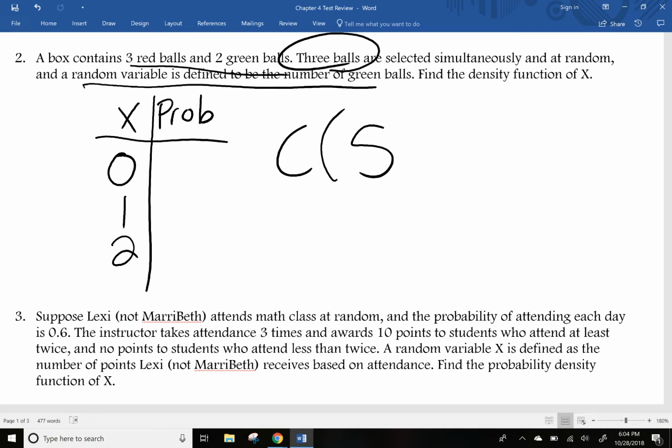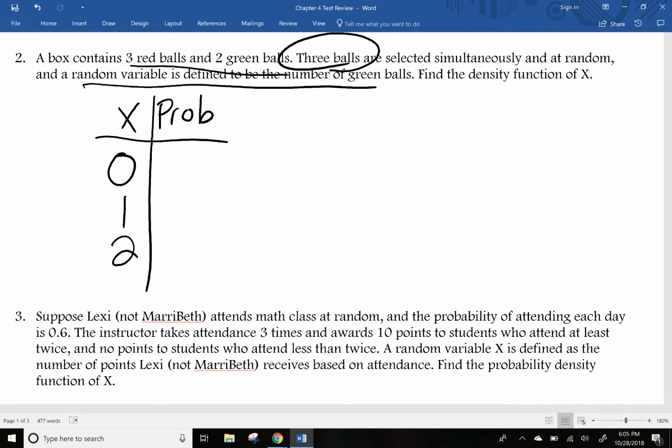So if you want to know the total number of ways to pick 3 out of those 5, it's a combination of 5 choose 3, right? This is the total number that are in the box, and then this is how many you're picking from it. So this will tell us the total number of ways you can choose 3 of those 5. And I believe that number is 10. So there are 10 ways in total.